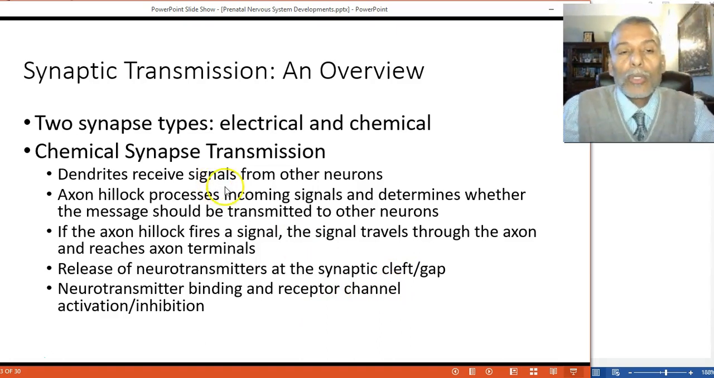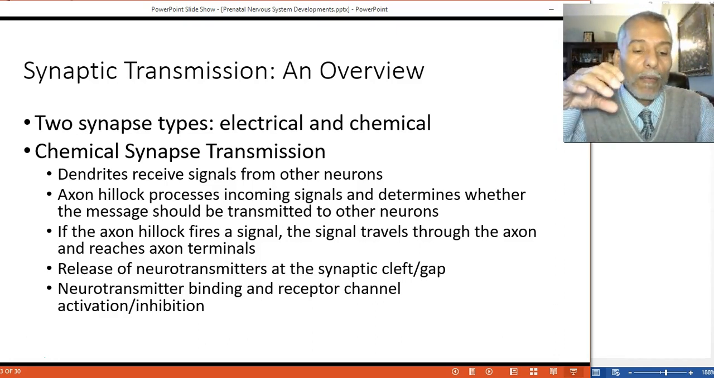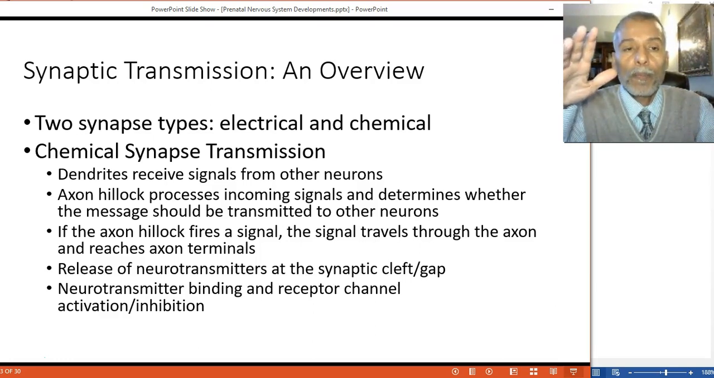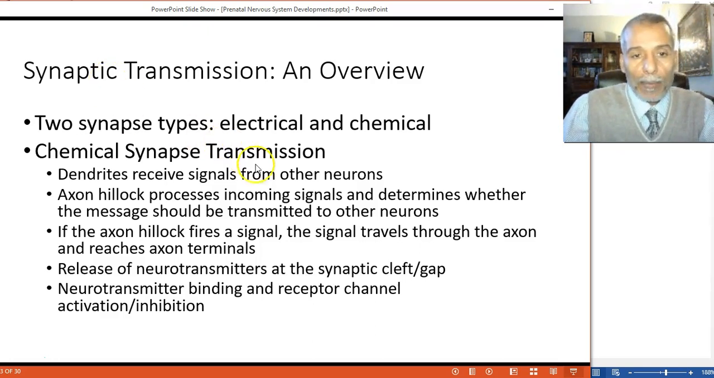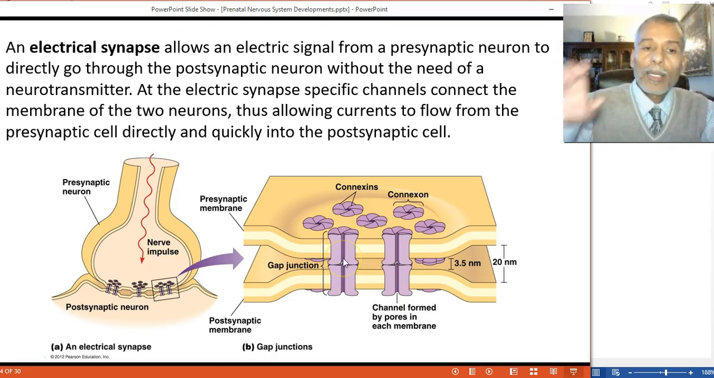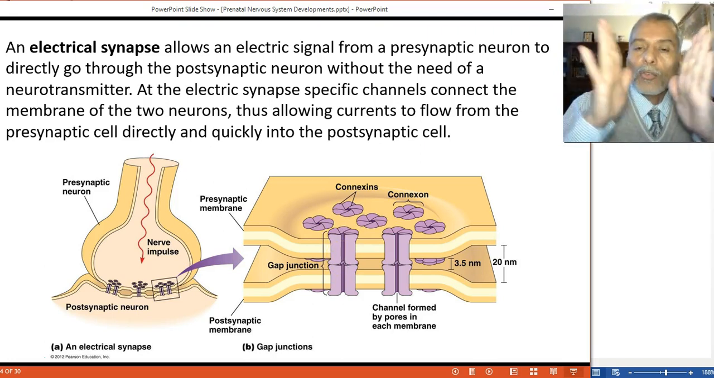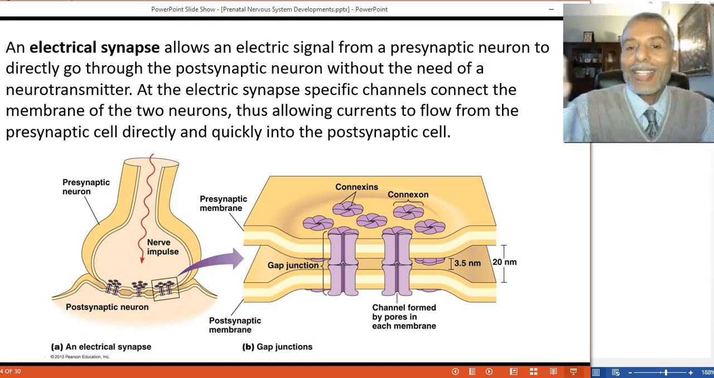We have two kinds of synapses. One is called the electrical synapse, and one is called the chemical synapse. The majority of synapses in the human body are chemical, where you have a neurotransmitter and it does its work. The electrical synapse, I'm going to show you, has no gap in between the membranes of the two neurons. They're directly connected with channels.